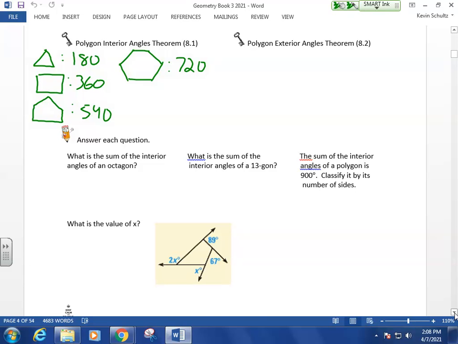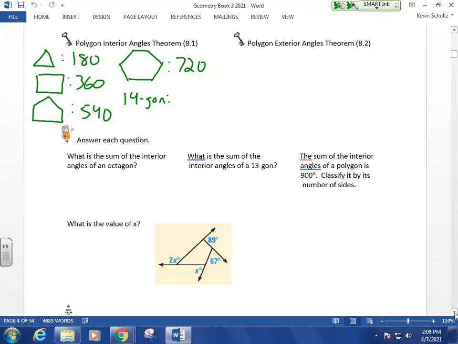But if I ask you for the sum of the interior angles of a 14-gon, a 14-sided shape, is there some sort of formula, which you already answered yes, and there is, that will allow us to relate the number of sides of a polygon to the sum of its interior angles? Nick? 90 times whatever amount of angles?